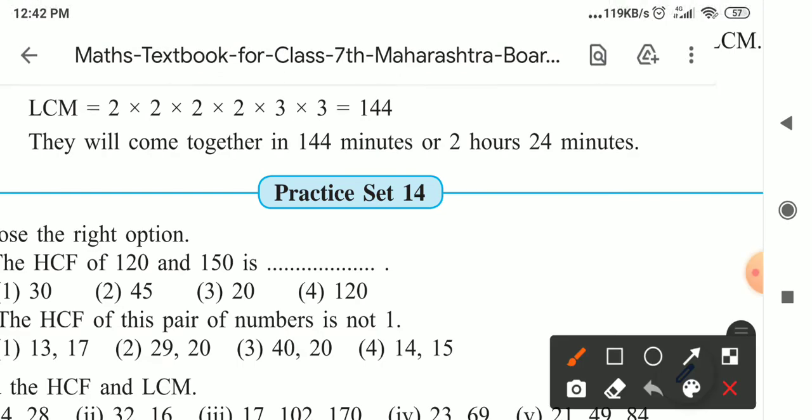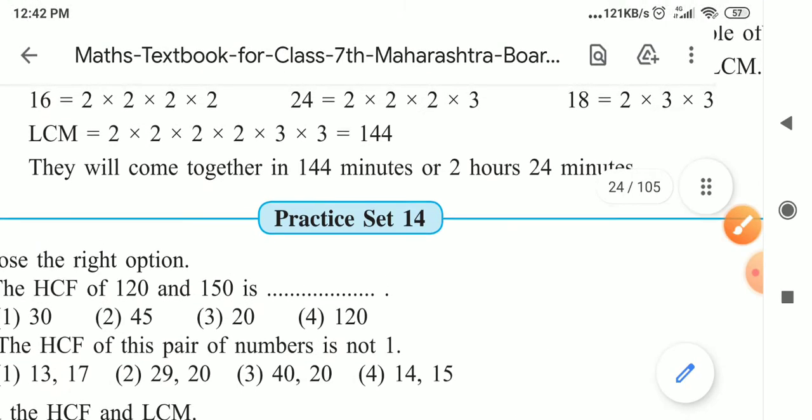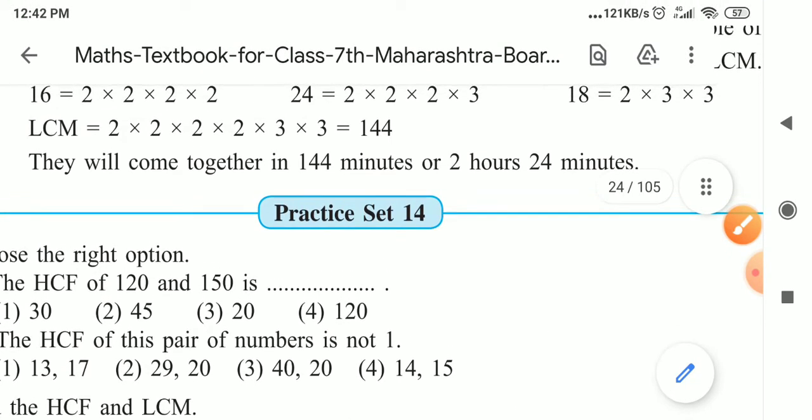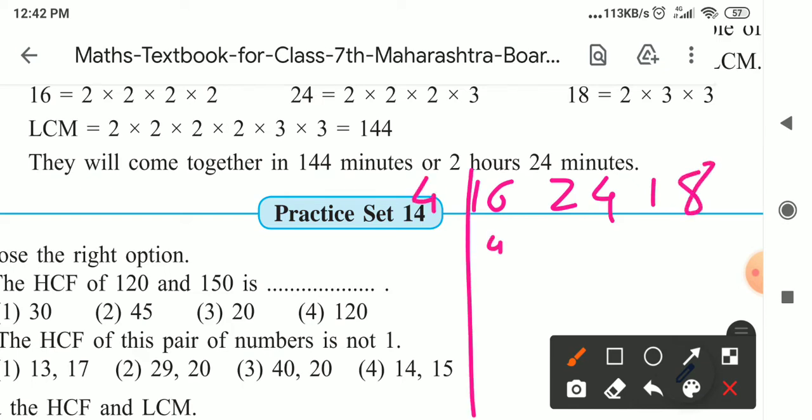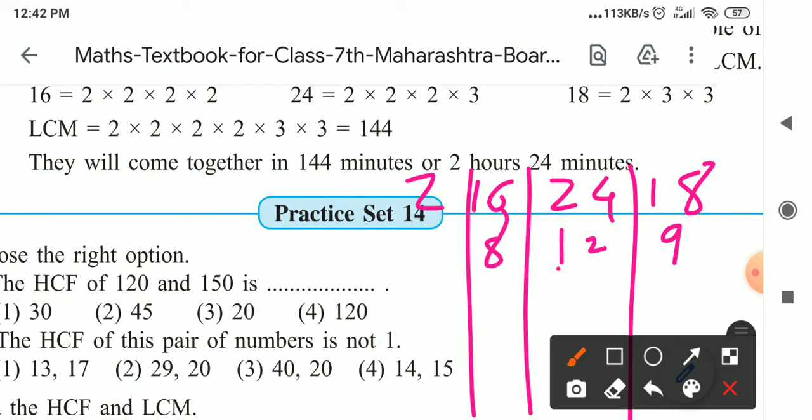So another method, which one? 16, 24, 18. Here 4 4s are 16, 4 6s are 24, but these numbers are not all divisible by 4. So divide by 2: 2 8s are 16, 2 12s are 24, 2 9s are 18. Now these two numbers are divisible by 3, and 8 we write as it is. 3 4s are 12, 3 3s are 9.